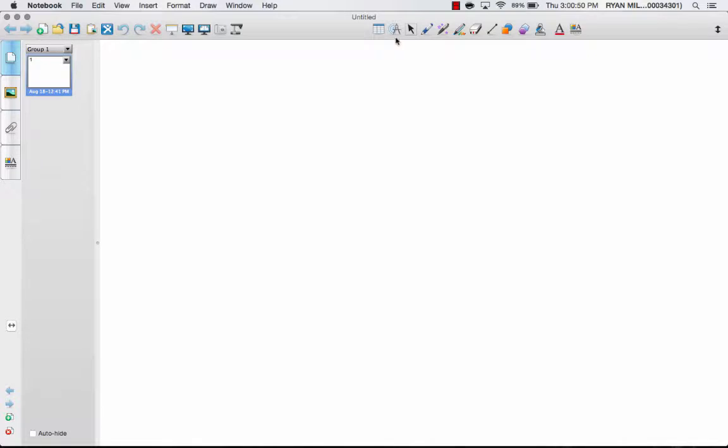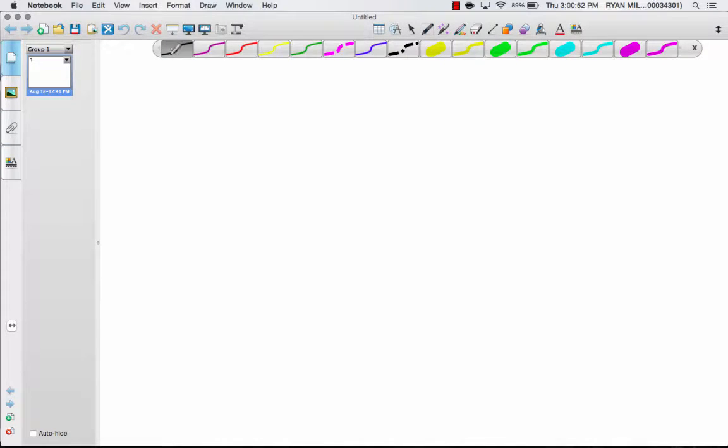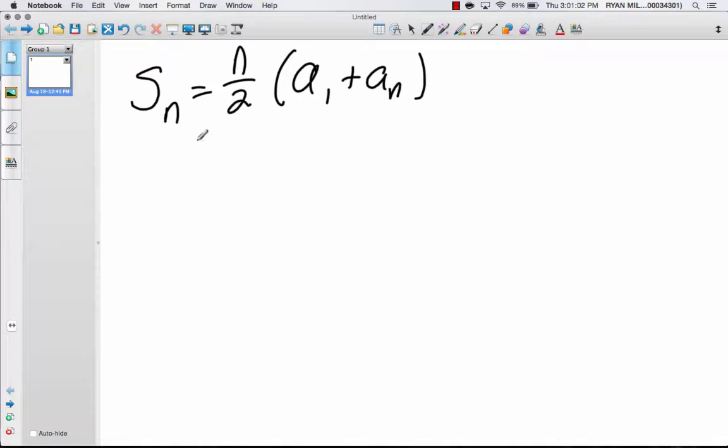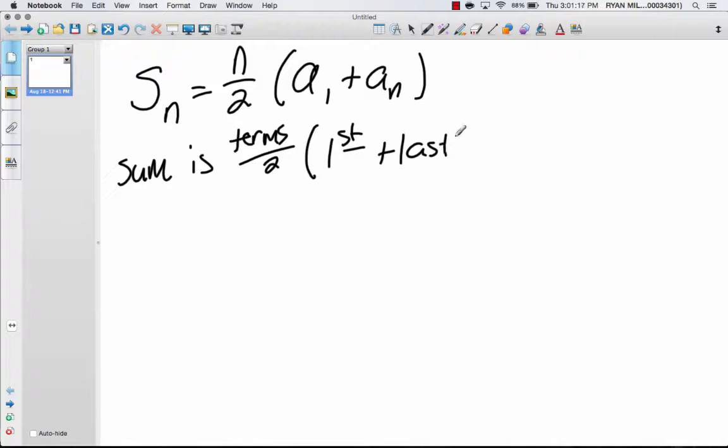All right, so let me write the formula. The sum of n terms is n over 2 times (a sub 1 plus a sub n). What this means is the sum is the number of terms divided by 2 times the first term plus the last term. That's what that means in words.